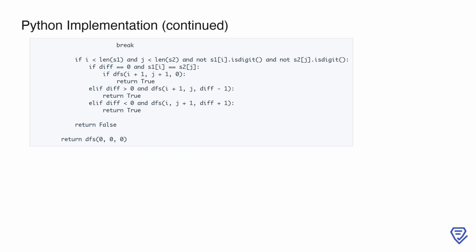Conversely, if diff is negative, meaning the interpreted portion of S2 is longer, we try to match the next character of S2 with the current character of S1 while increasing diff. If none of these conditions hold, or no valid match is found, we return false. Finally, the DFS function is initiated with starting indices 0 for both strings and an initial diff of 0. This ensures that all possible interpretations are explored to determine whether the original strings can be equivalent.